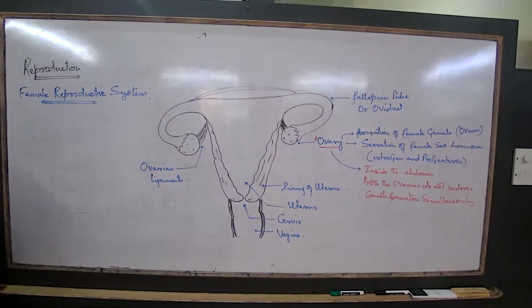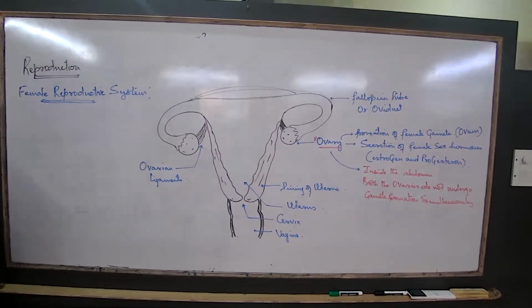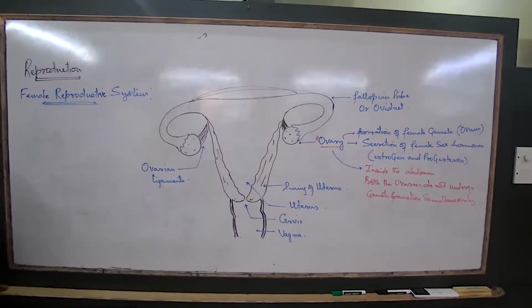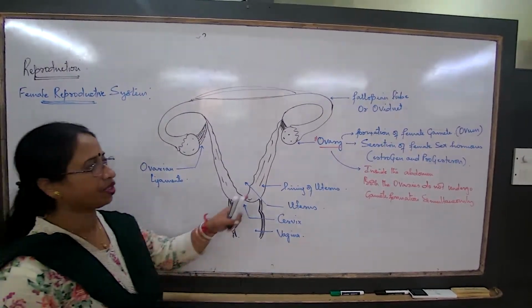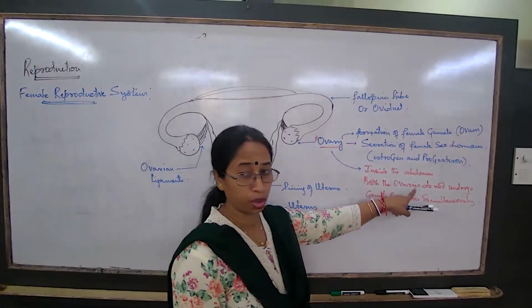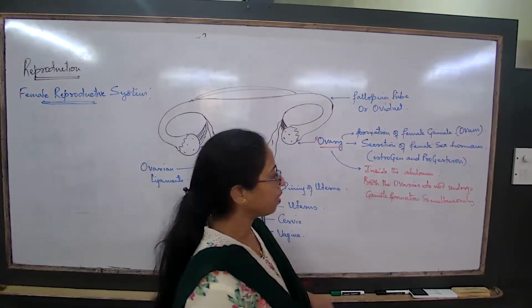Which cell division is involved in the gamete formation, which we had discussed? Meiosis. So meiotic cell division. So in case of the ovary, it is only one ovary. Both the ovaries will never participate in the process of gamete formation at a time.